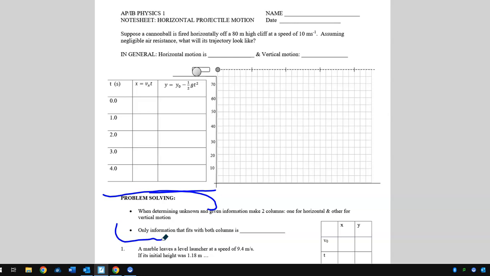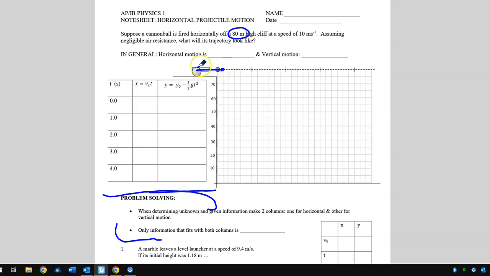So what we want to understand is how our kinematic equations and VTAX applies to projectile motion. So we're going to build it around an idea where we have a cannon right here that's on some cliff that's a height of 80 meters, and we're just going to fire it horizontally.